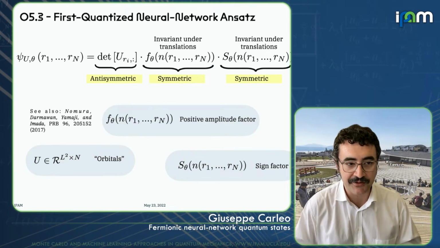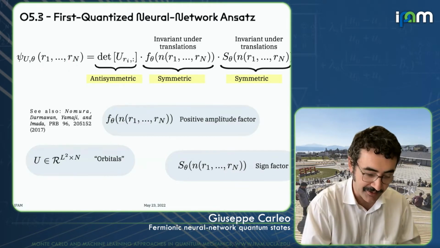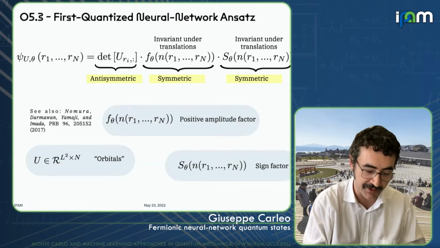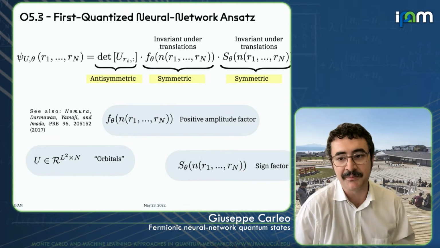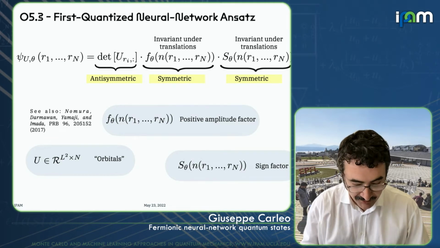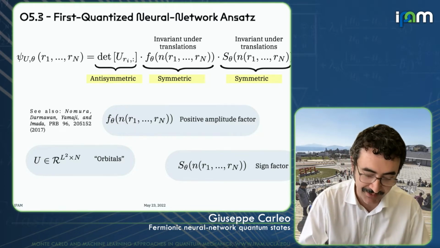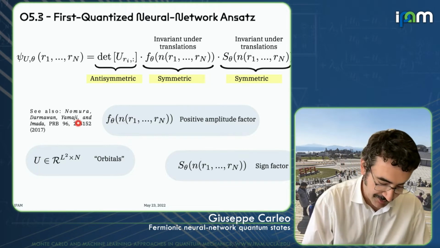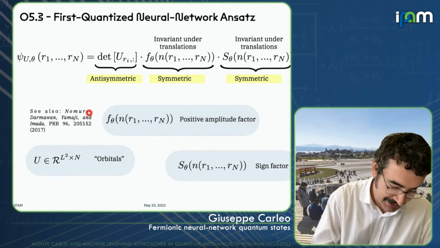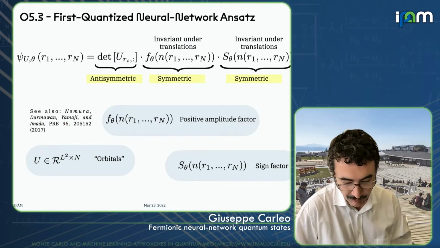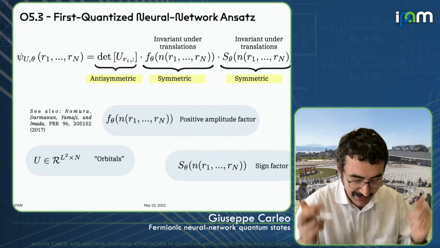So instead of working with occupation numbers, we now work with particle positions. If you want, I now have electrons hopping on discrete positions on a lattice. And the price we have to pay is that we have to make the wave function antisymmetric, right? So by hand now. To make the wave function antisymmetric, we resort to a standard trick in the community, that was actually historically the first application of neural network quantum states to fermions, in this paper by Imada and co-workers.